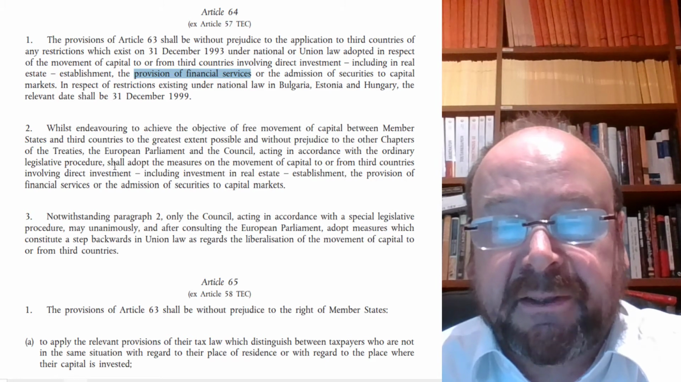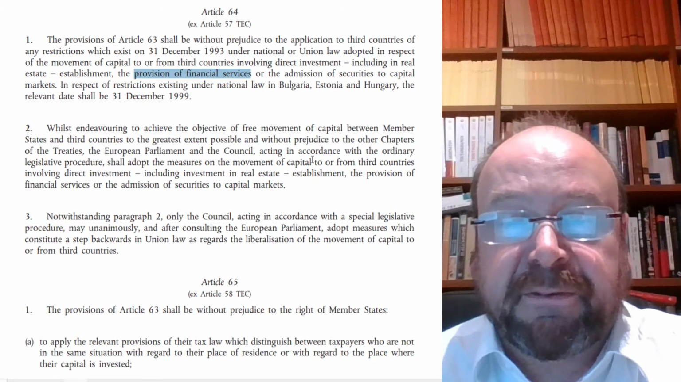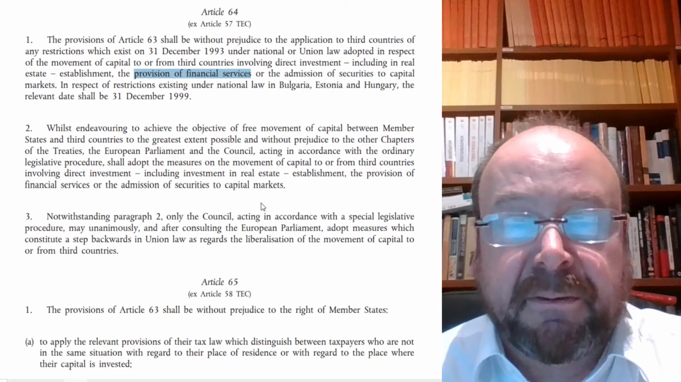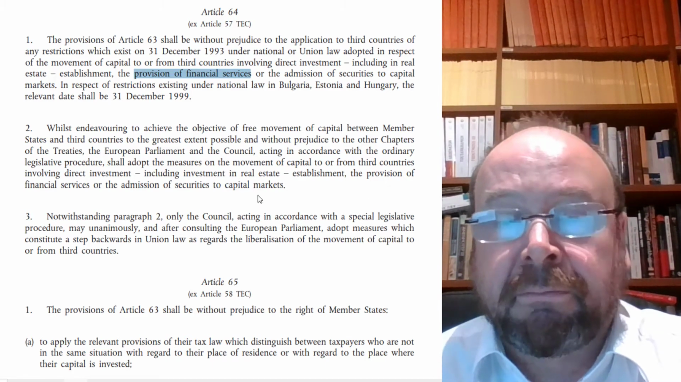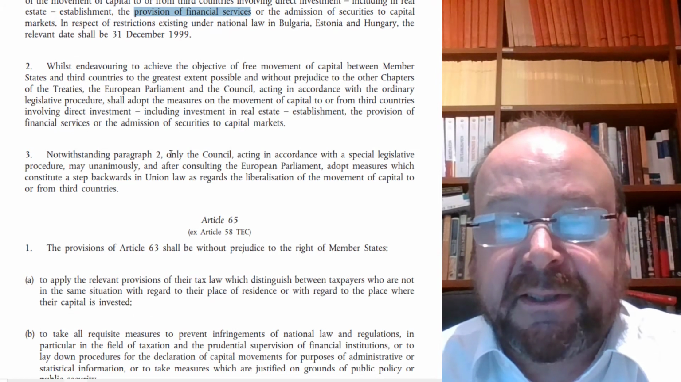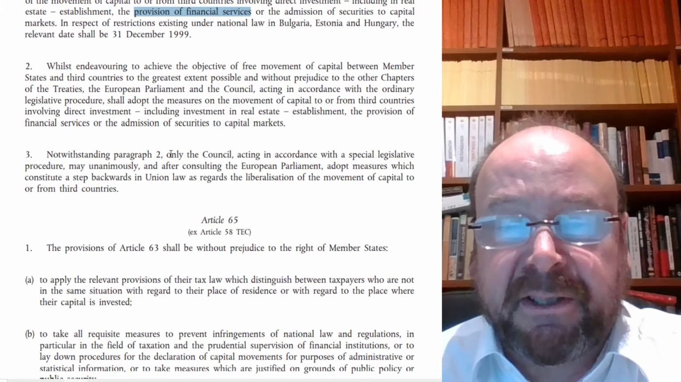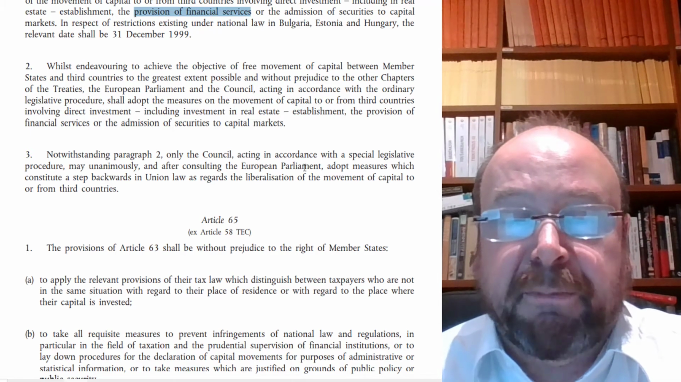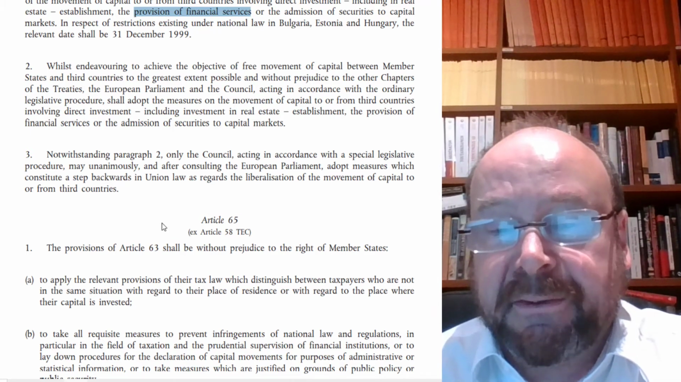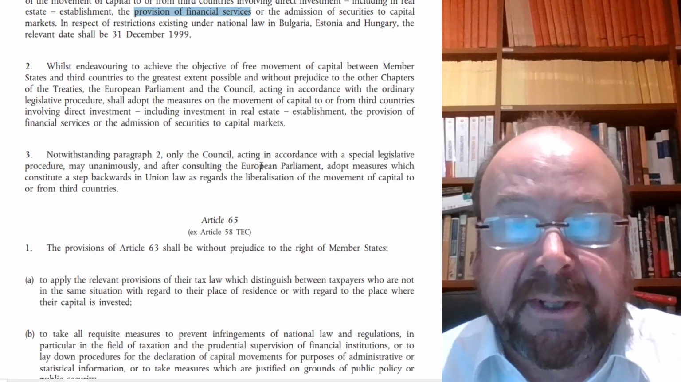The Council can adopt measures on the movement of capital to or from third countries involving direct investment, and only the Council can unanimously, with 100%, adopt measures which constitute a step backwards, so new restrictions. Good.